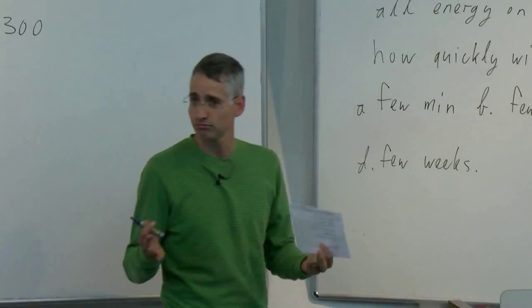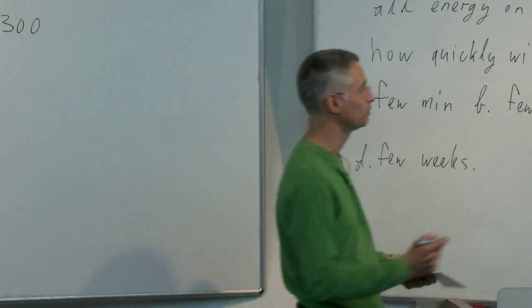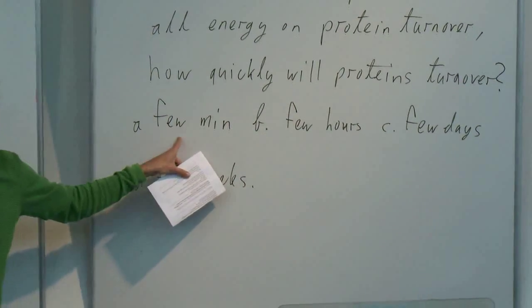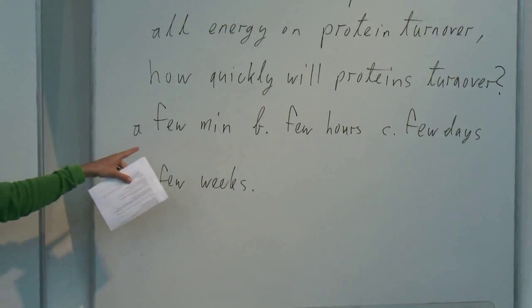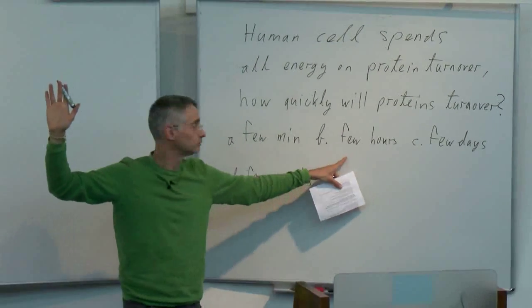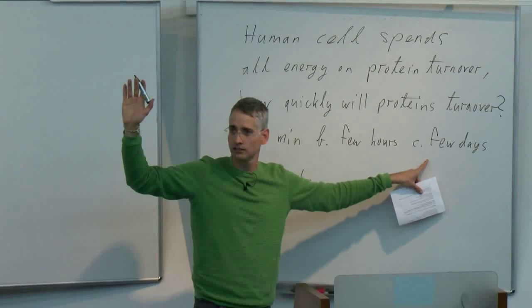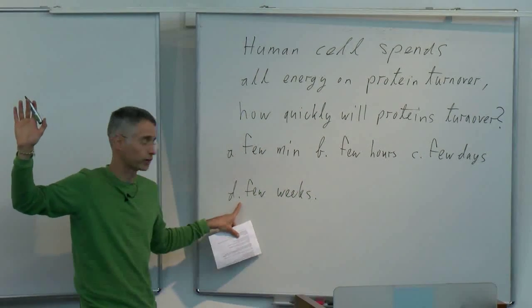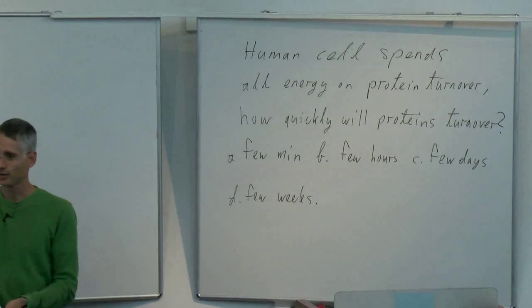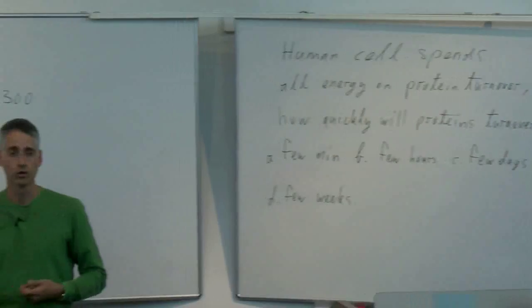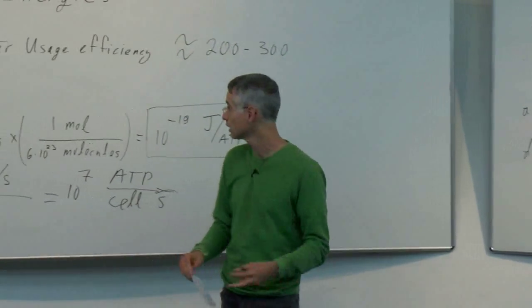Who feels from their intuition and knowledge about cells that this would be in a few minutes? About 5 people. A few hours? Most people. More than half the class. A few days? No one. A few weeks? No one. Okay, so we're very strong into a few hours. So I want to calculate that. Okay, let's do the calculation.